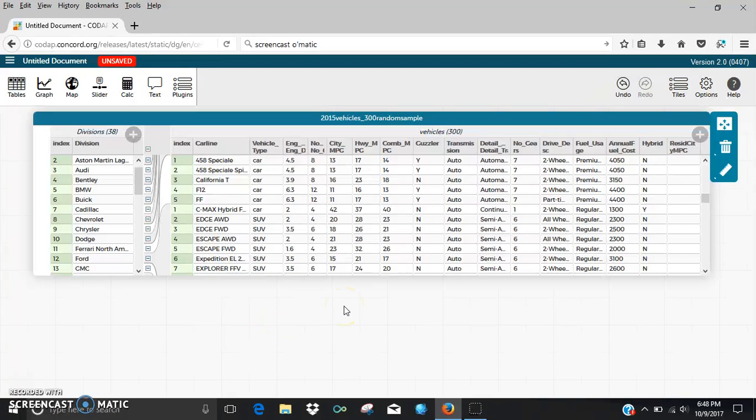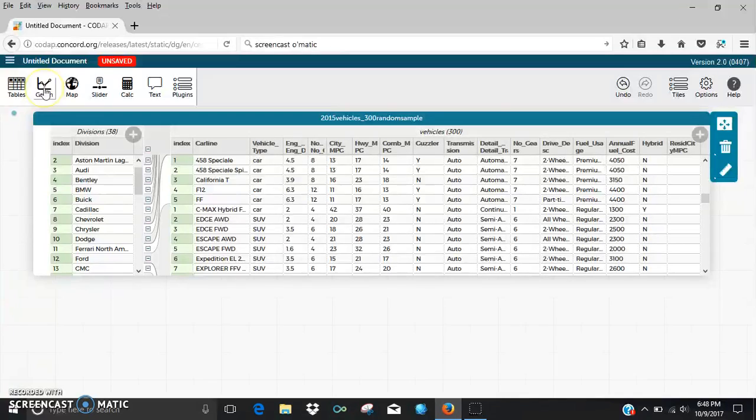In this video, we'll be examining the relationship between engine displacement and city MPG for a sample of vehicles made in 2015. We'll be using a free online program called CODAP to do the analysis. Engine displacement is essentially the sum of the volume in all the cylinders of an engine. This is measured in liters. Different engines have different number of cylinders. City MPG is the average miles per gallon for city driving.